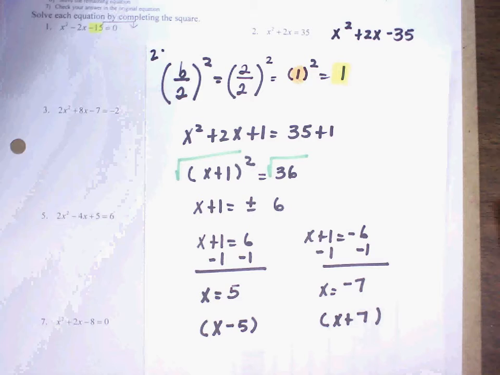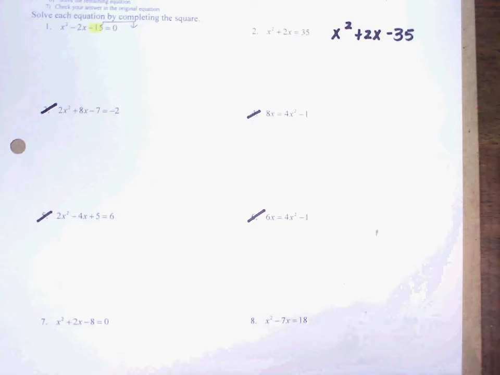We're going to skip. We're going to go all the way to 7. We're not doing those. So let's go to 7. I better not have a mess in my buckets.